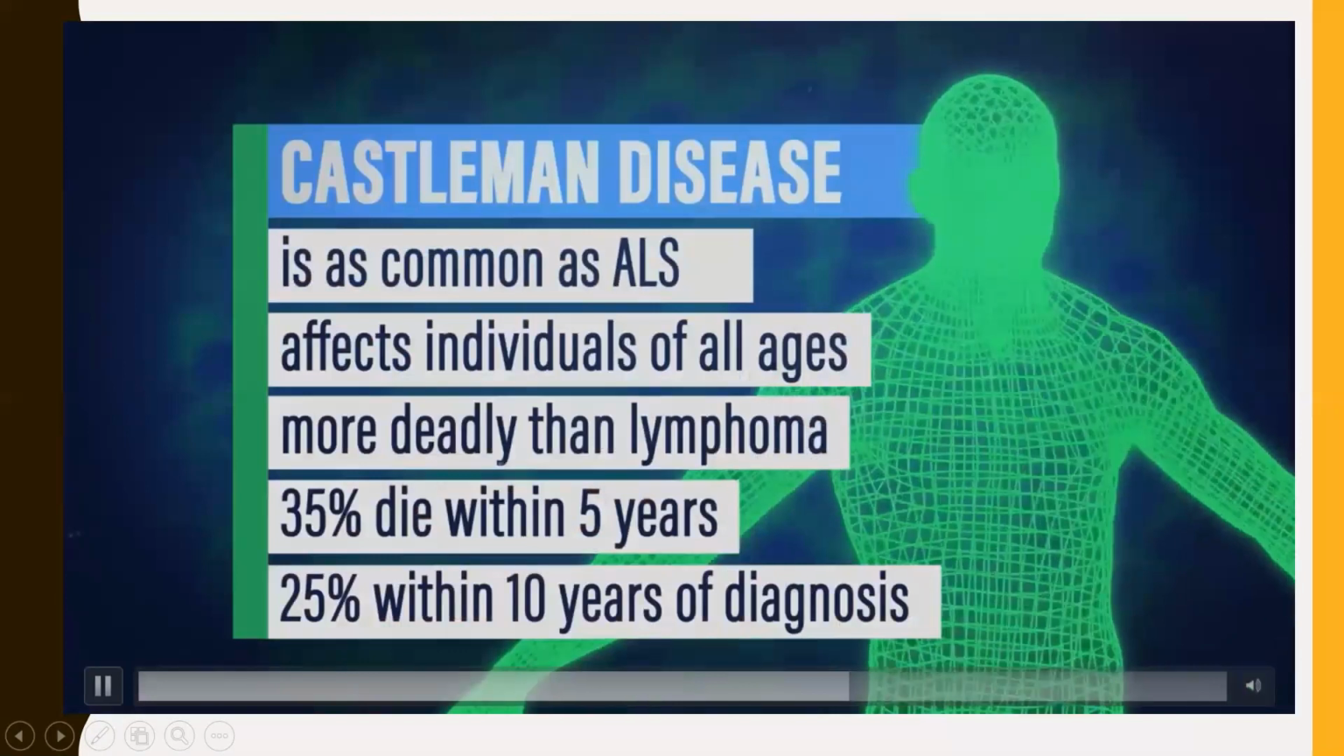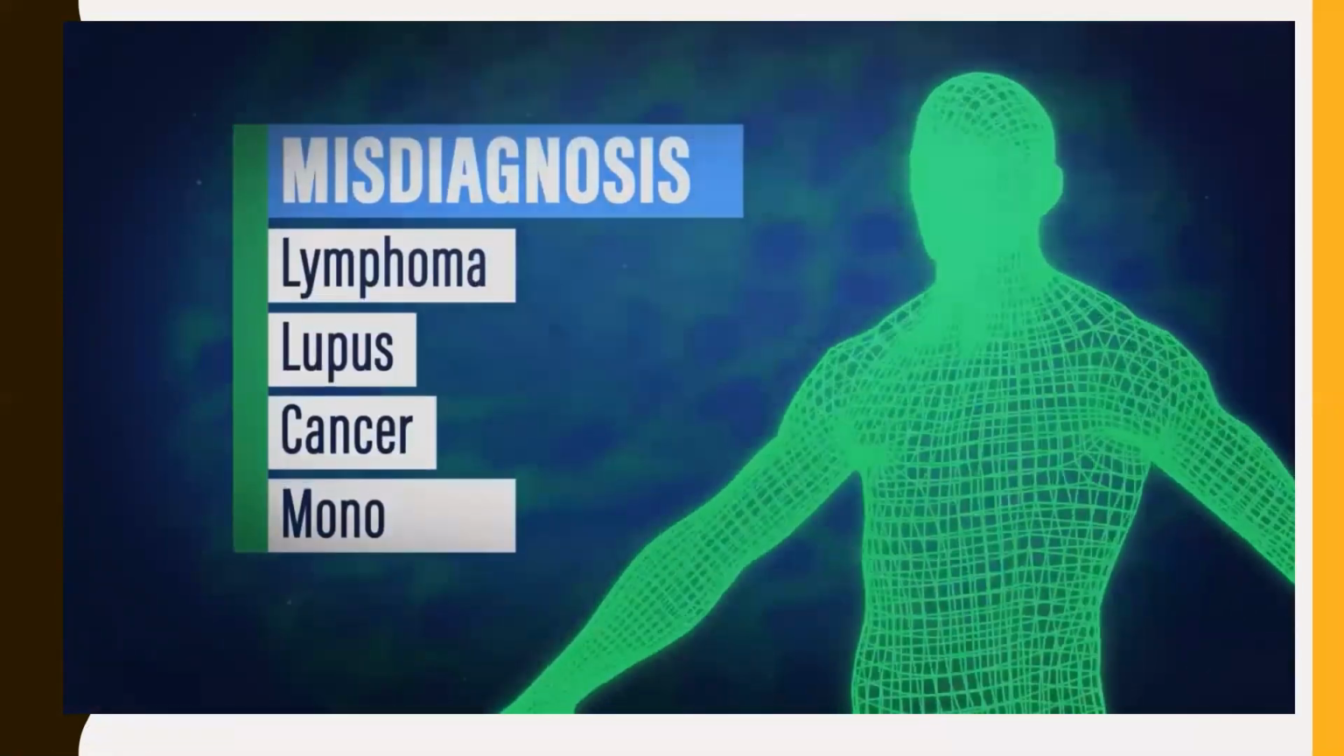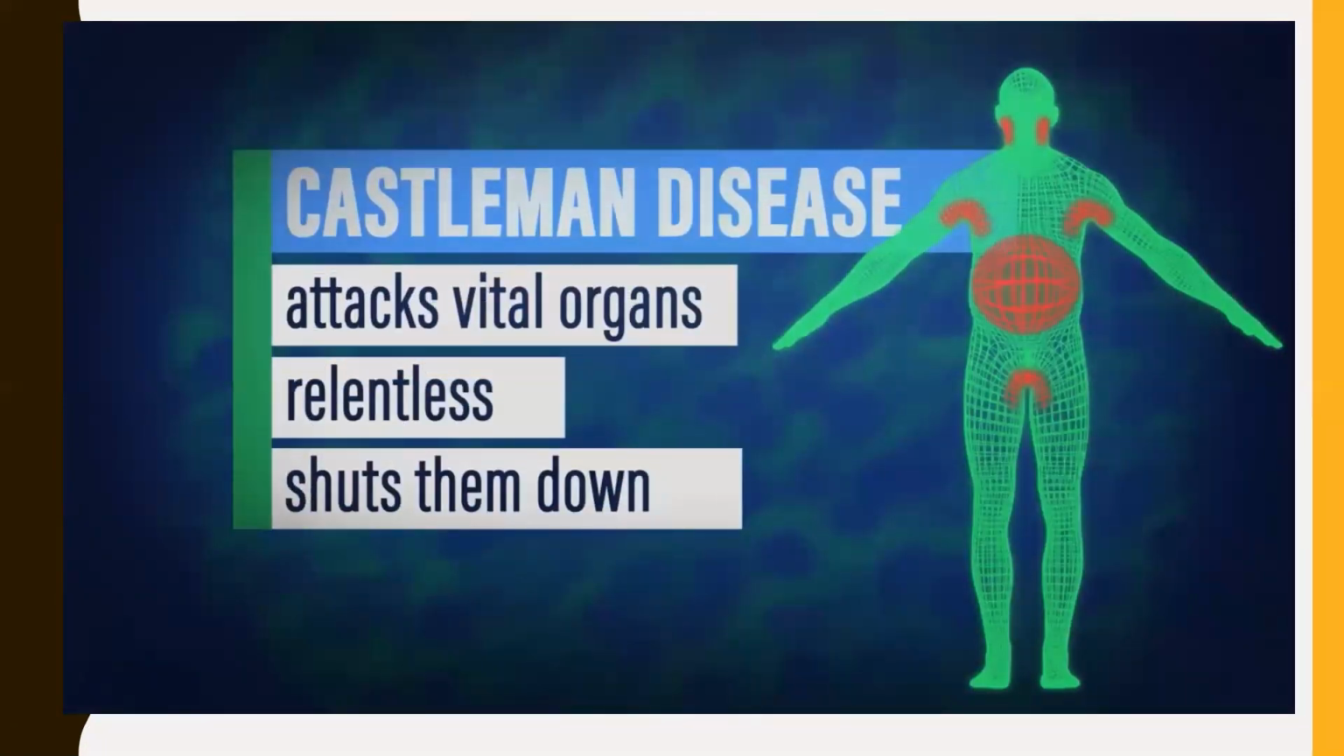Castleman's disease is as common as ALS. There are 3 major subtypes, 2 of which are more deadly than lymphoma. It's very challenging. Patients often are misdiagnosed initially with other diseases. In Castleman's disease, the immune system attacks the body's vital organs in a very relentless fashion, shutting them down. Castleman's disease is a deadly disease, and there is hope.